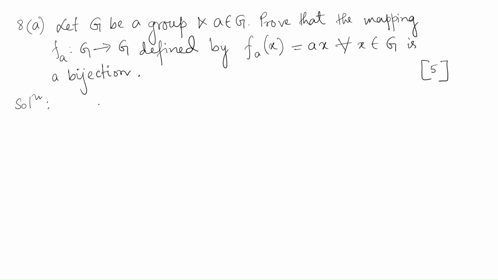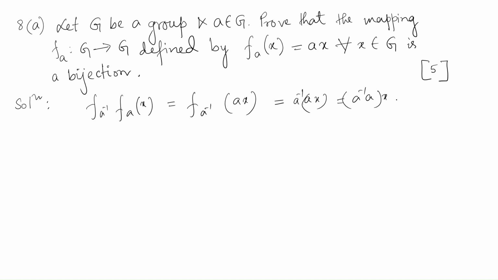Here it is given that f_a(x) equals ax. So f_a inverse of f_a(x) is f_a inverse of ax, and this is a inverse ax, which is x only.